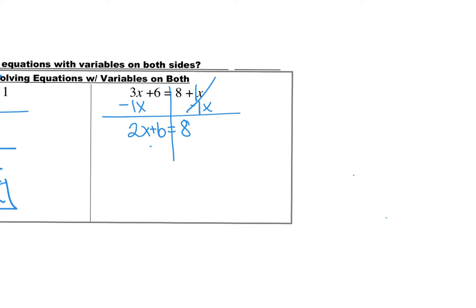Now we're going to minus the 6. We'll get our numbers to the other side without the variables. We have 2x is equal to then 2. We'll divide by 2. And then x is going to be equal to 1.